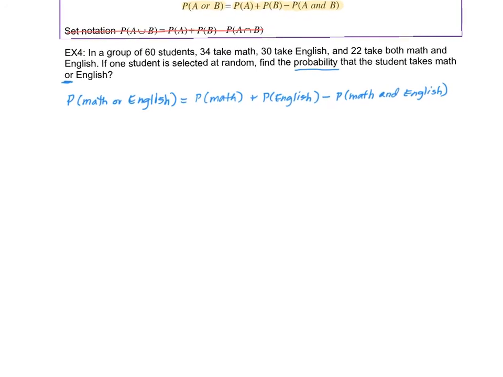So the probability that a student takes math, well, we have a total of 60 students, so that would be in the denominator, that would be our 60. 34 students take math, so 34 out of the 60 are taking math. Plus, again, we have 60 students, 30 take English, so the probability that a student takes English would be 30/60. But then we need to subtract the students that are taking both math and English because we have counted them twice. So out of the 60 students, 22 are taking both math and English.